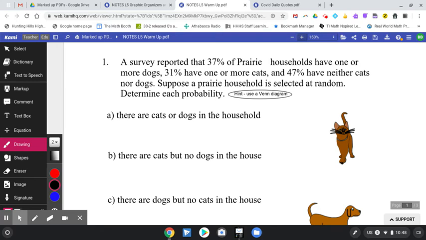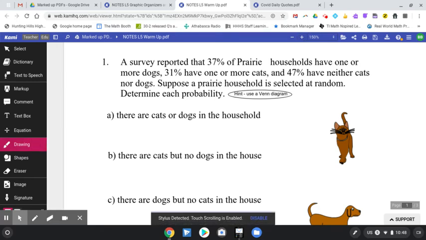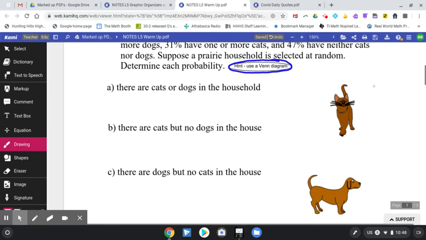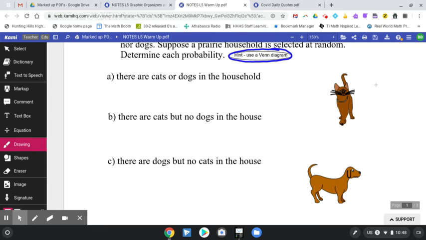Now, you can take a look here and see that there's a hint that says use a Venn diagram. But it is important to know when to use a Venn diagram. So notice how the information kind of sounds like the information we would get back when we were doing Venn diagrams. And then it says, suppose a prairie household is selected at random and determine these probabilities. Even the questions kind of sound like a Venn diagram.